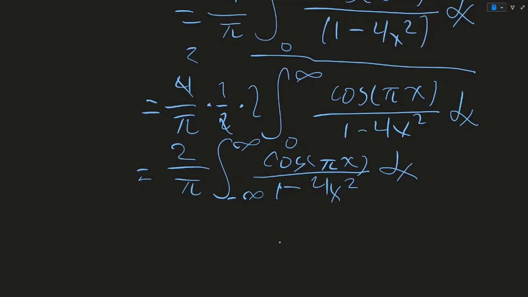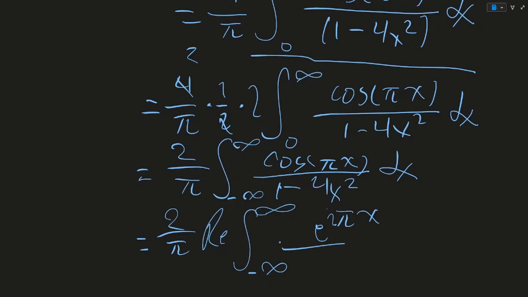It's because we're going to be taking this into the complex plane in just a second for contour integration, and the negative infinity to infinity is very helpful because on the complex plane, when we draw out the contour, we're going to be drawing it along negative R to R, so the whole real line. One last thing before we go complex: notice that this is cosine of pi times x, which is the same as saying the real part of e to the i pi times x. So we have the real part of the integral along the whole real line of e to the i pi x over 1 minus 4x squared with respect to x.